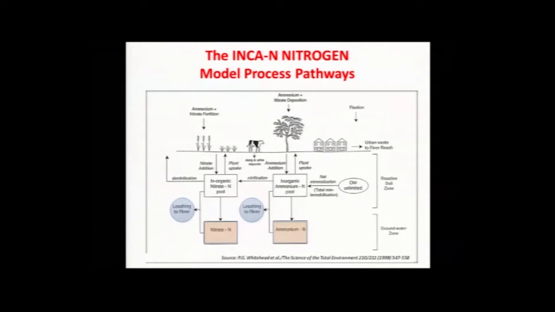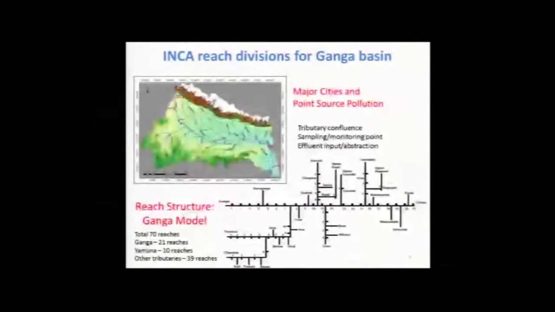Okay, how did we go about it? We divided this entire basin into different reaches, and the decision about the division of these reaches was based on the major tributary confluences, the major sampling and monitoring points available for pollution load mapping, and the effluent input abstraction, which are typically the major cities. This was the final reach structure we came up with. We had a total of 70 reaches to be modeled. Out of that, 21 were for the Ganga, 10 for the Jamuna, and the other tributaries included about 39 reaches. So that was the extent of the model we actually ran for this basin.